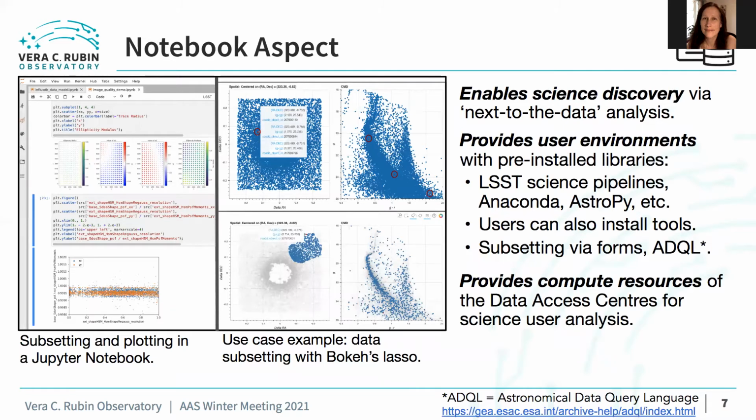The notebook aspect provides a venue for users to perform next-to-the-data analysis of the LSST data products. Shown here at left is an example of a Jupyter notebook where the user writes code and interacts with outputs, such as plots. To the right of that is an example of subsetting the data in a globular cluster using the Bokeh package's lasso function. The notebook aspect provides environments with pre-installed libraries, for example, the LSST Science Pipelines or Anaconda, and also allows users to install their own packages and tools.